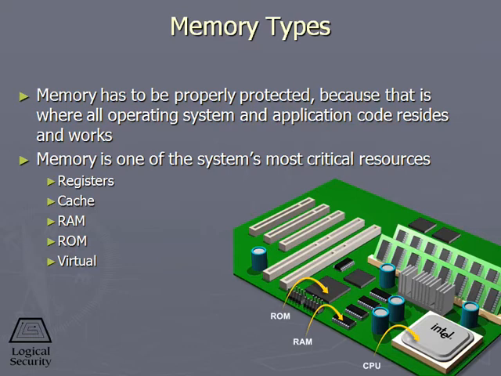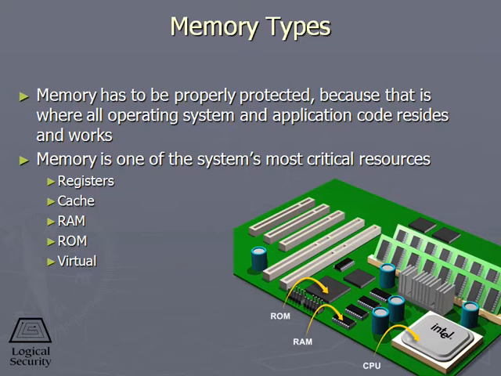Then we have RAM. That's random access memory. That's what everybody's aware of. This is volatile memory that loses what it has stored every time you power down the computer system. Next we have read-only memory, ROM. Read-only memory is a programmable memory chip that is not volatile. In other words, it retains its memory even when the power to the device goes away. And finally we have virtual memory.